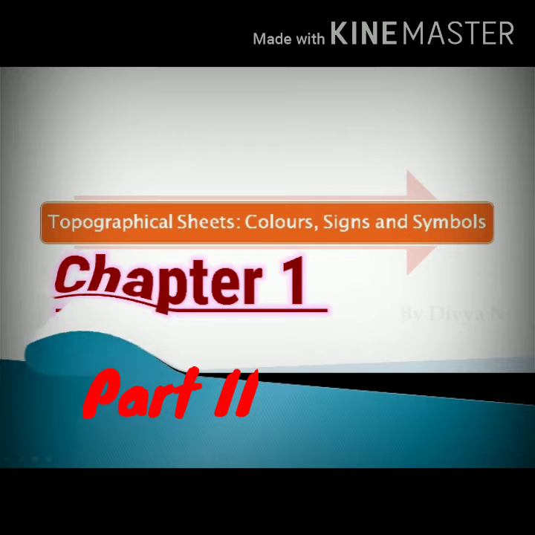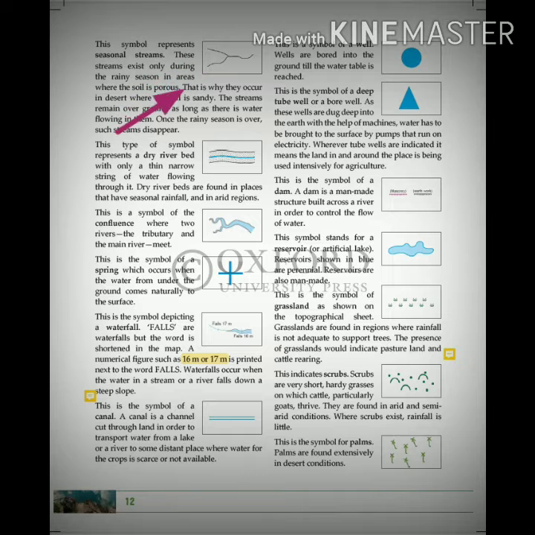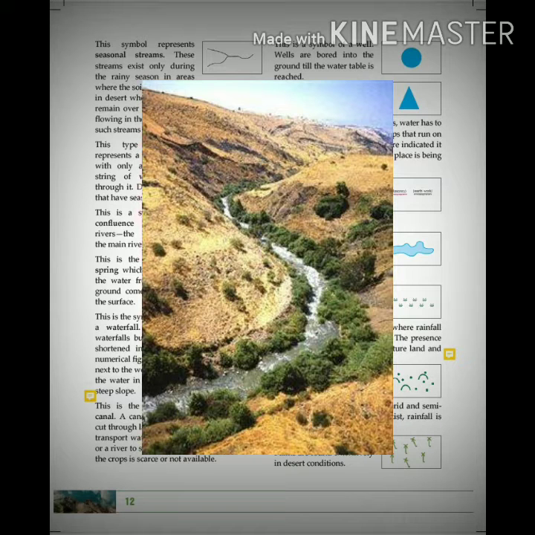Chapter 1, Topographical Sheets, Colors, Signs and Symbols. Part 2. This symbol represents a seasonal stream. These streams exist only during the rainy season in areas where the soil is porous. Porous means the space between the particles of clay, silt and sand that make up the structure of your soil hold air and water. That is why they occur in deserts where the soil is sandy.